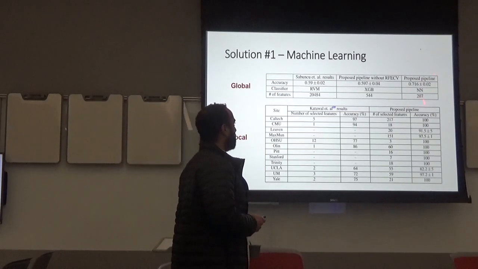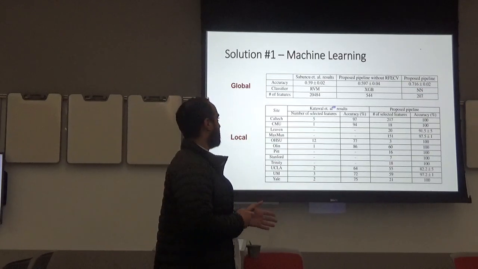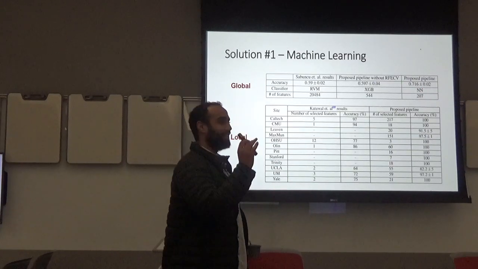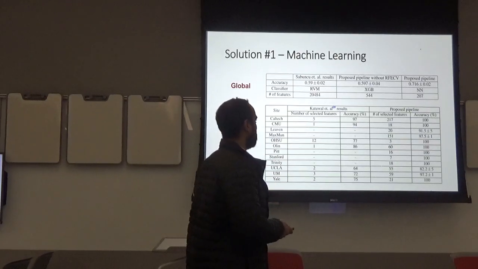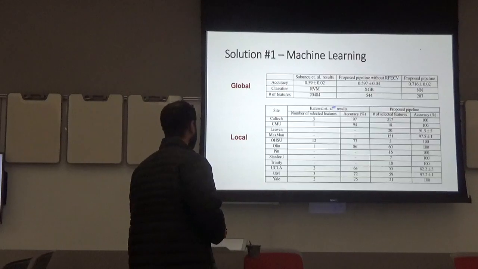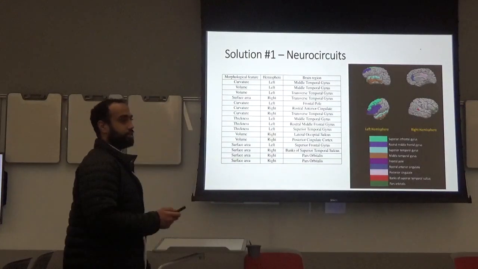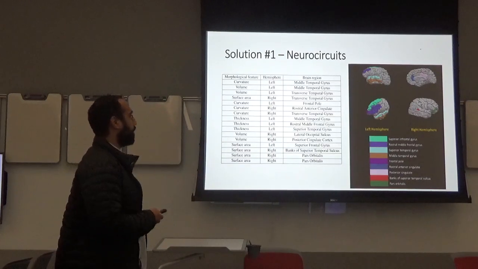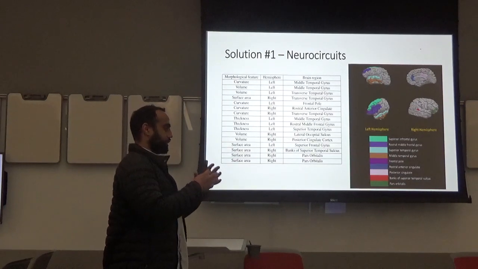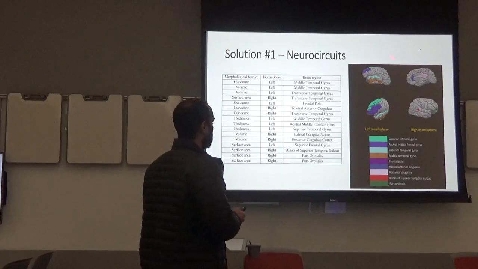And this is the accuracy when we actually fit the data to the Neural Atlas Builder, and we selected specific brain regions with specific morphology. We can see there is a big difference in accuracy. And then at the end, we counted the number of brain regions which are common, the intersection between the global model and all the sites. And we came up with this atlas.